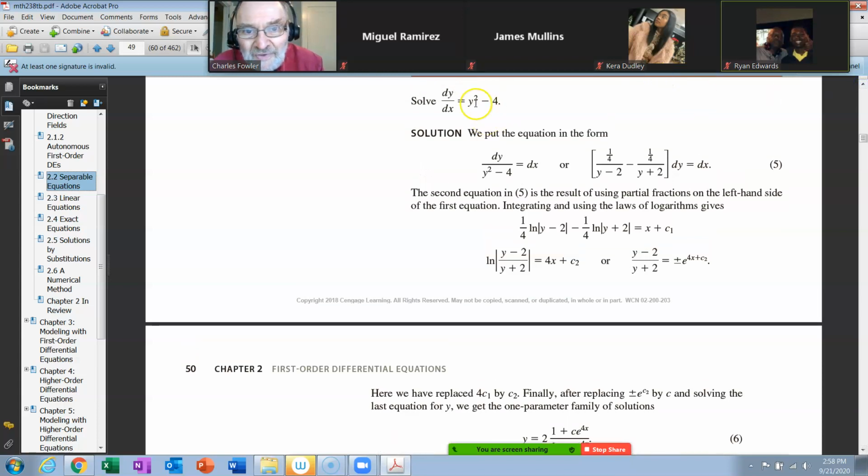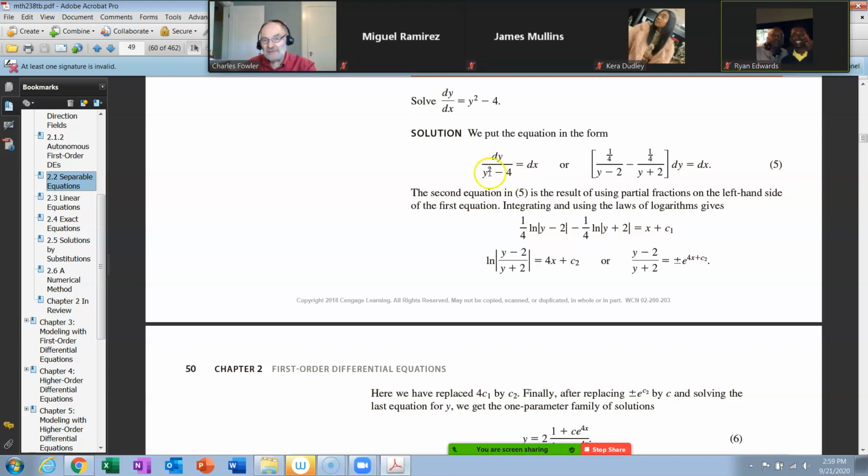When you divided both sides of the equation by y squared minus 4, that can never equal 0. Now, they got by with y is equal to 2. That produced a solution, thank goodness, but y is equal to minus 2 would not produce a solution, because in that case it just failed to work.